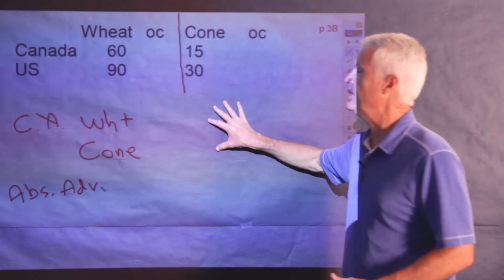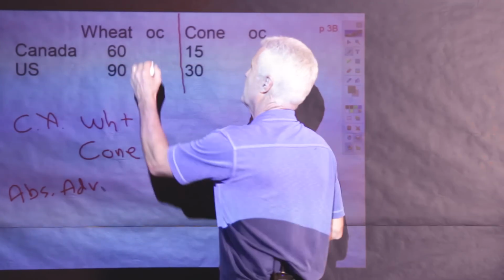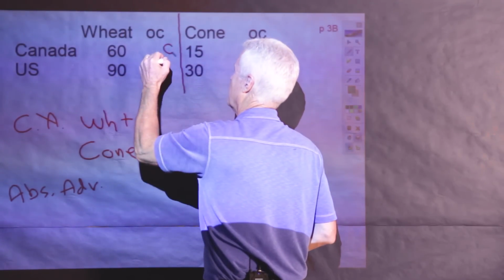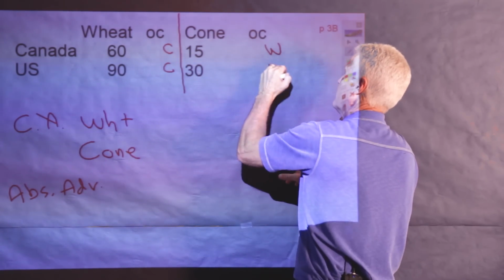Okay, so hopefully you did it, right? Going back through it, if I want wheat, what do I have to give up? I got to give up corn. If I want corn, I got to give up wheat.